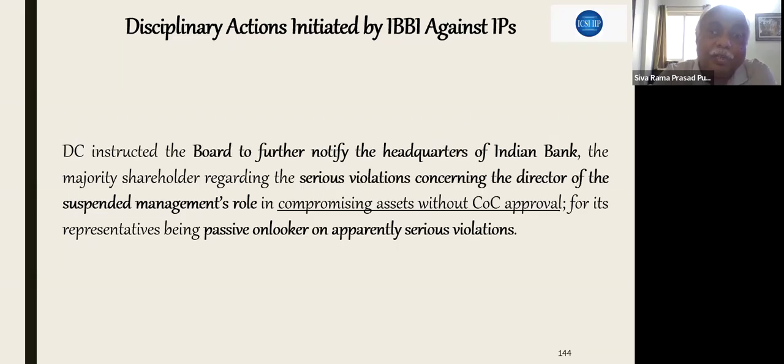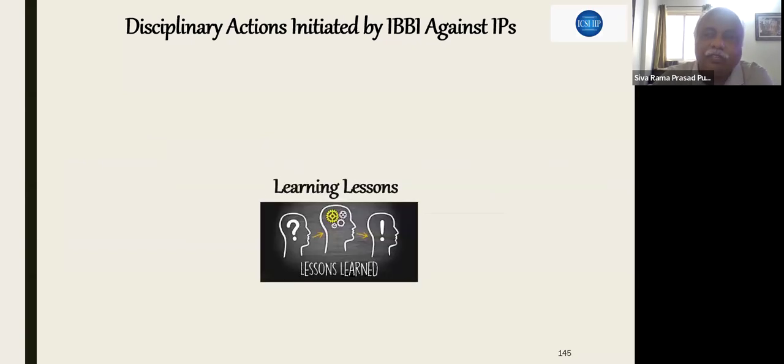The DC instructed the board to further notify the headquarters of the Indian Bank, the majority shareholder, regarding the serious violation concerning the director of the suspended management role in compromising the asset without COC approval. Further, the COC is headed by the Indian Bank only, the financial creditor, whose representatives were passive onlookers, and this is apparently a serious violation.